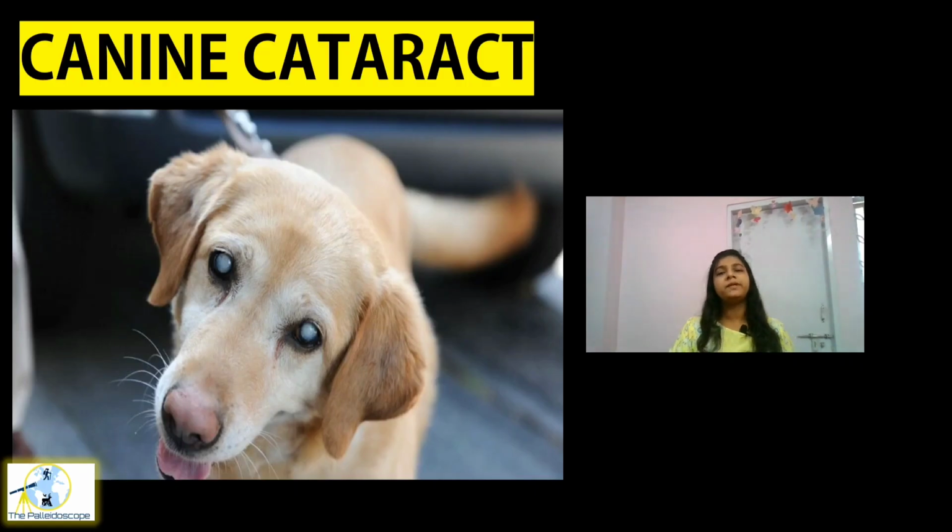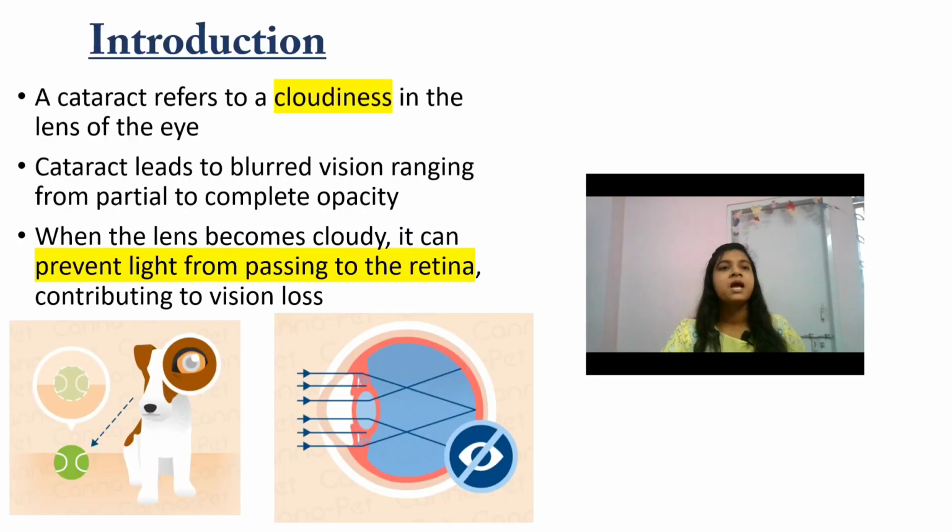Next disease that we will be talking about today is canine cataract. Cataract happens mainly in older age. Okay, so a brief intro. A cataract refers to a cloudiness of the lens of the eye. Okay, so this is a disease when cloudiness in the lens of the eye is happening.